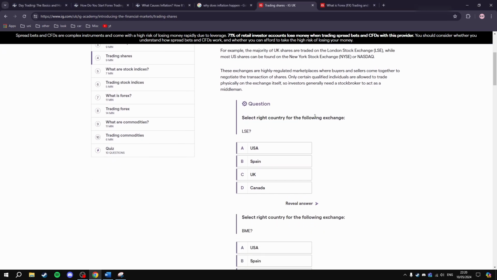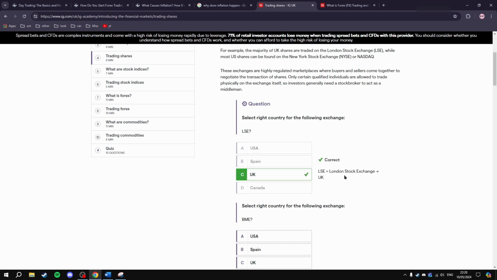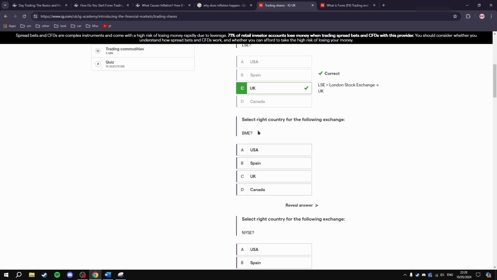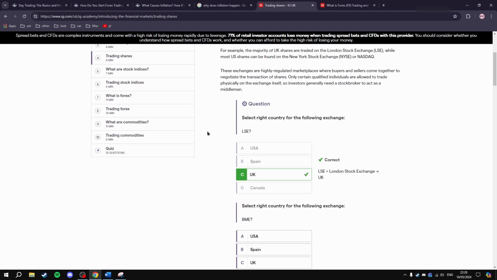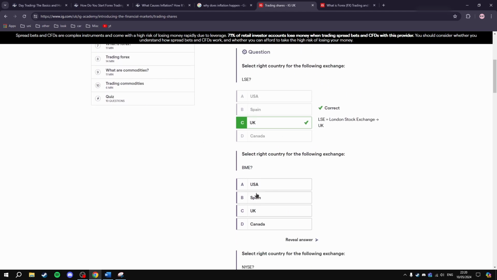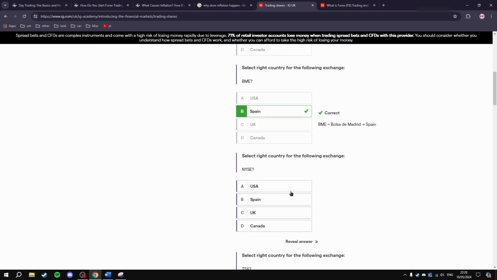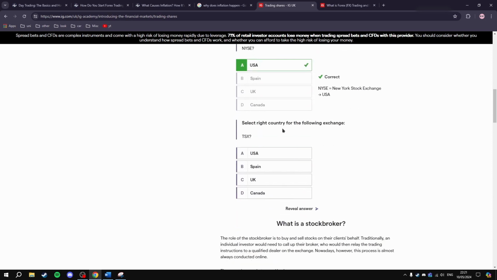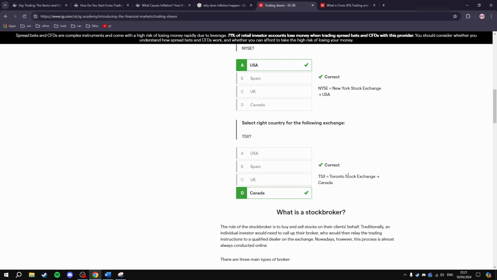Select the country for the following exchange: LSE, UK, London Stock Exchange. BME. Spain? I don't know actually. Okay, Bolsa de Madrid, Spain. New York Stock Exchange, that's USA. TSX. That's either Canada or USA. I'm going to say it's Canada. Toronto Stock Exchange, okay.